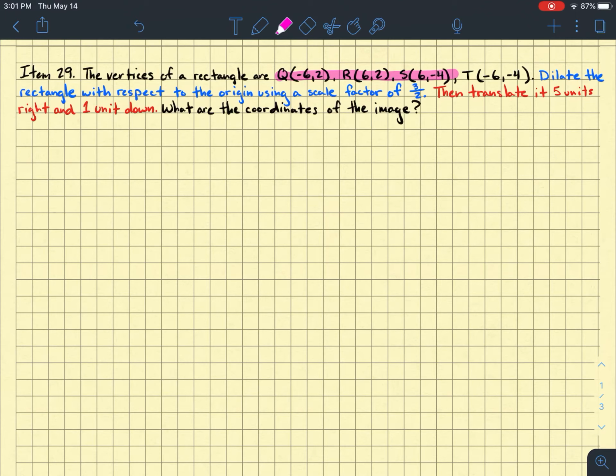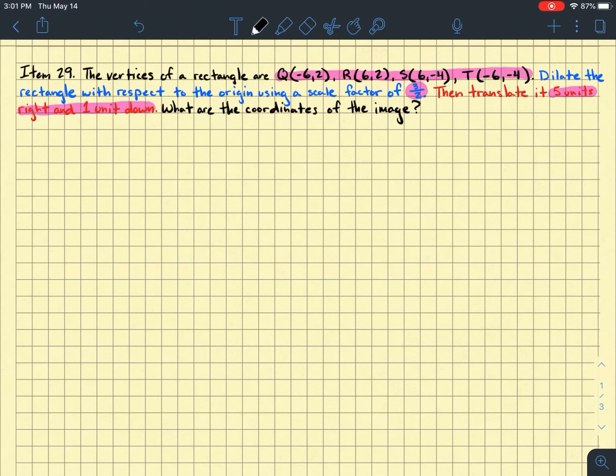It's located in these areas here on a coordinate plane, and you're going to do two things to it. You're going to dilate the rectangle with respect to the origin, so that makes it a lot easier for us, using a scale factor of 3/2. And then you're going to translate that dilated shape 5 units to the right and 1 unit down. What are the coordinates of the image? So after you do the dilation, after you do the translation, where's this image going to be?